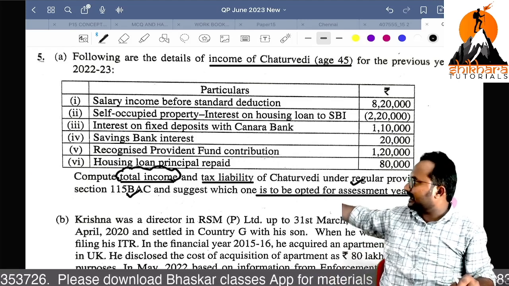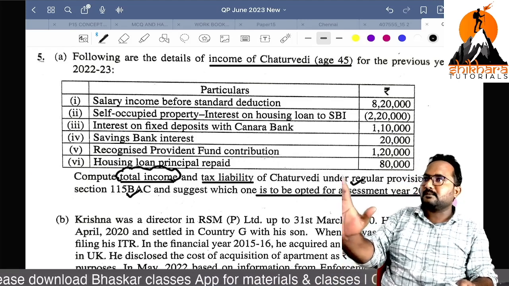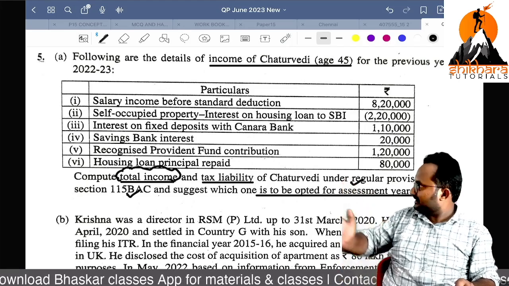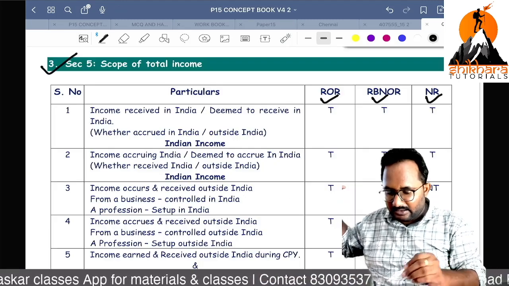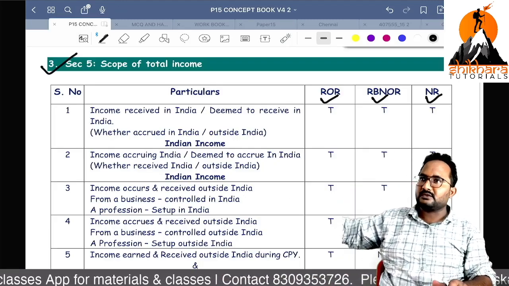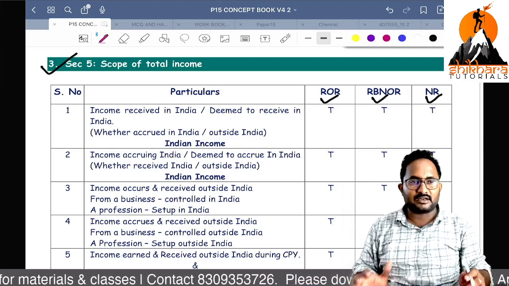At that time the tax rates were different, now the tax rates are different. Definitely you will get a total income computation of an individual, but here resident only is given. You can get the same question related to Section 5 also. They can ask you the same question in the intermediate level also. But have a look, don't practice all the inter questions.